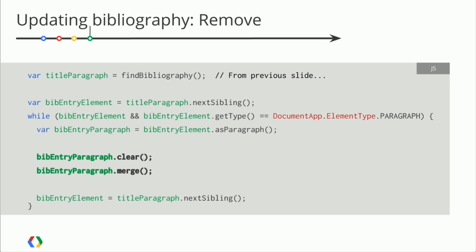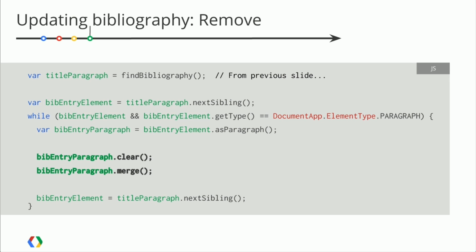It's a two-step process. So we take the title paragraph, we get the paragraph after it, and we take this bibliography entry paragraph and we call clear. What clear does is it says take the contents of this paragraph, any text or any other elements inside of it, and just wipe them out of the document. So at this point, we have the title paragraph followed by an empty paragraph where the first bibliography entry used to be. But we don't even want an empty paragraph. We don't want to have any paragraph at all left.